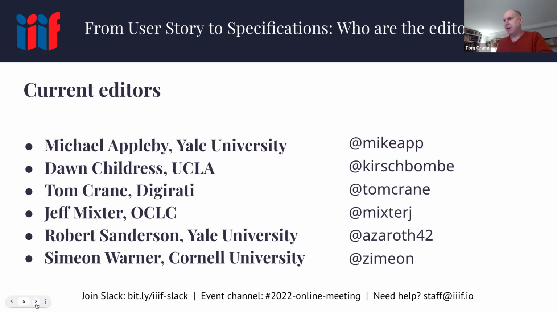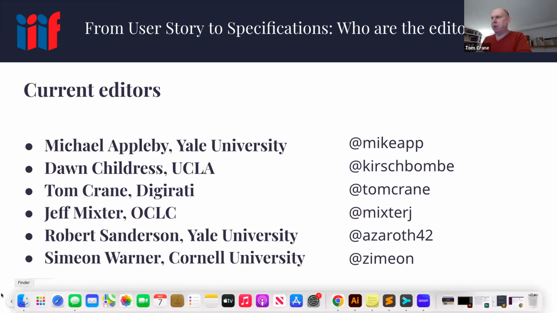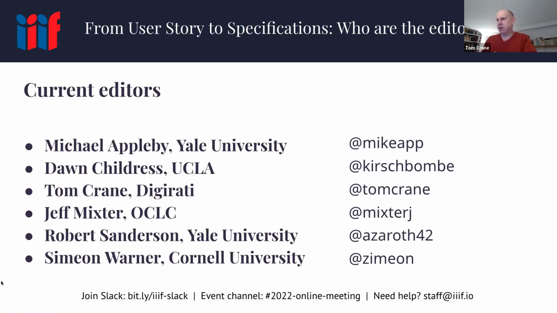Next slide. So this is us at the moment. There are 6 editors right now. So Mike Appleby from Yale, Dawn Childress from UCLA, me, Tom Crane from Digirati, Jeff Mixter from OCLC, Rob Sanderson from Yale, and Simeon Warner from Cornell. And our Slack handles are there, so you can check them out, or find us on Slack if you need to talk to us.